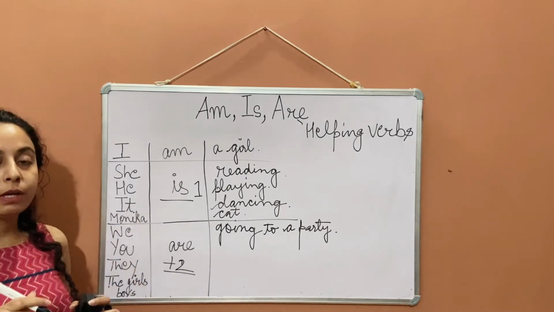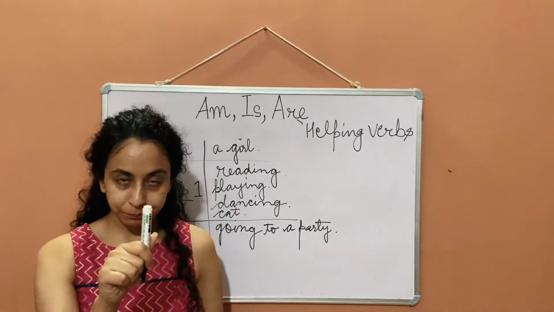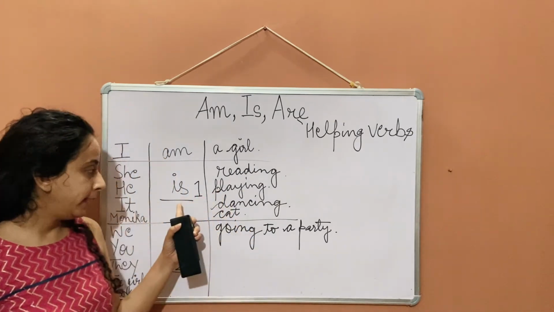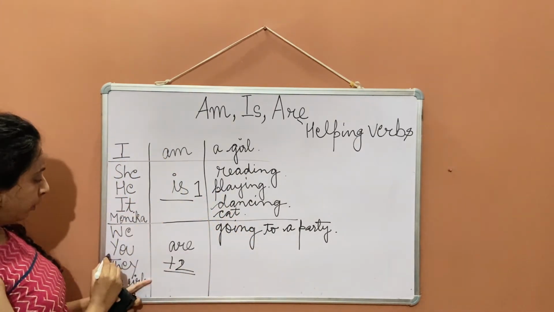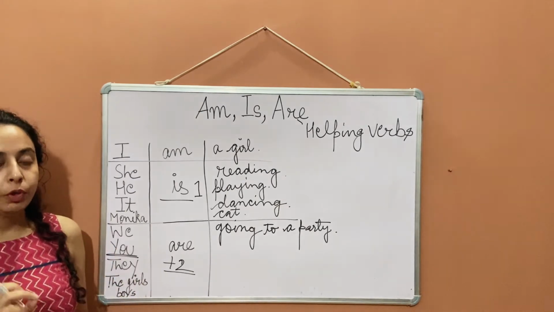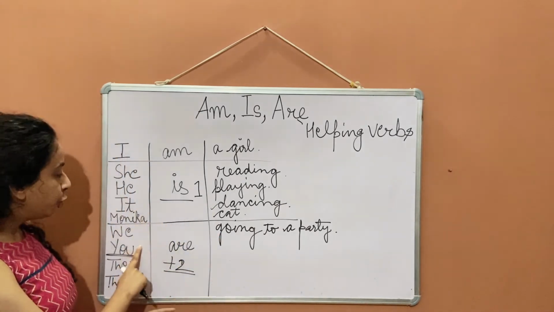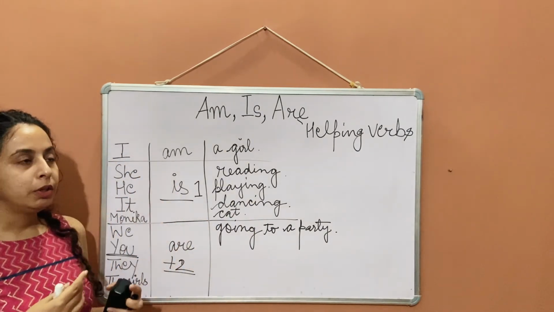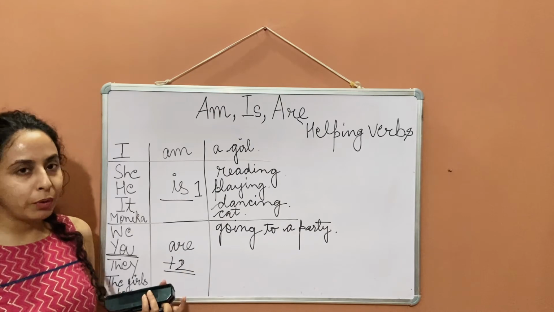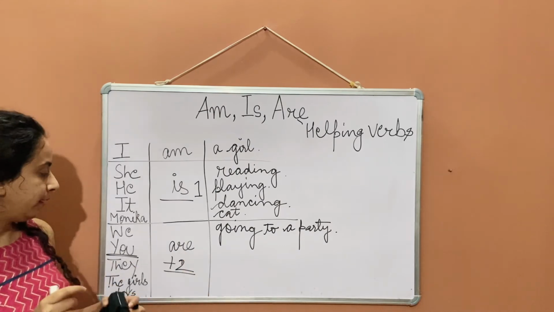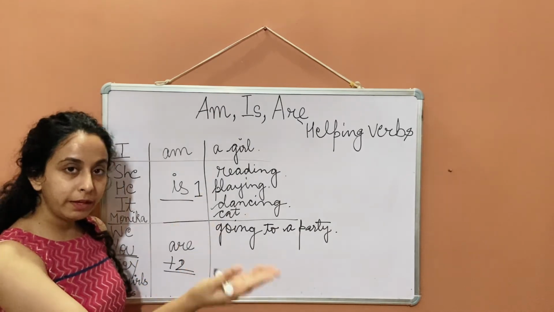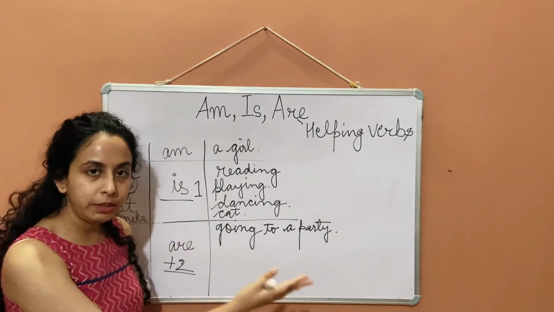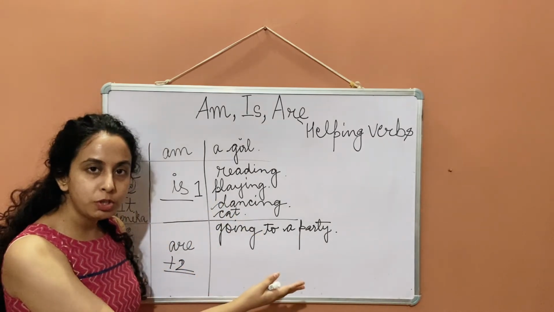Let's suppose we are talking about only a single boy. So with single, we know that we use is. But in the case of you, you cannot say you is a boy, you is going. No, you cannot say that. You will be saying like, you are going there, you are a boy, you are pretty, you are cute.